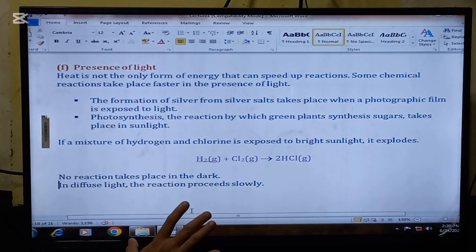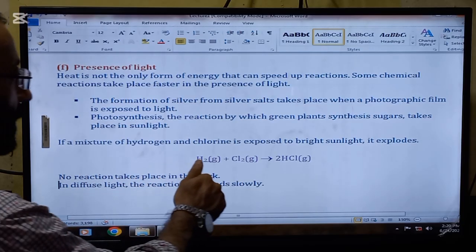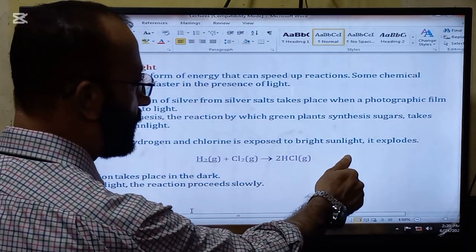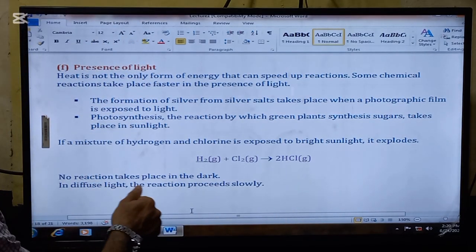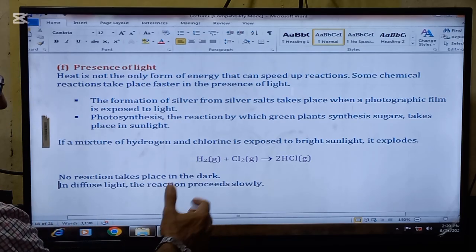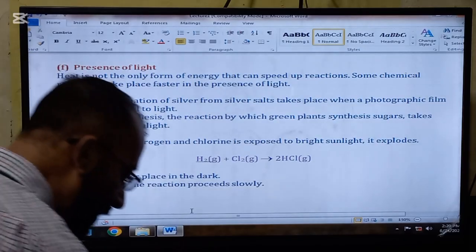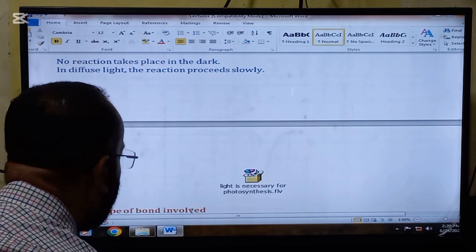Another very dangerous example is here. If a mixture of hydrogen and chlorine is exposed to bright sunlight, it explodes. No reaction takes place in the dark. In diffuse light, the reaction proceeds slowly. So this is a dangerous kind of experiment, so you should be careful.